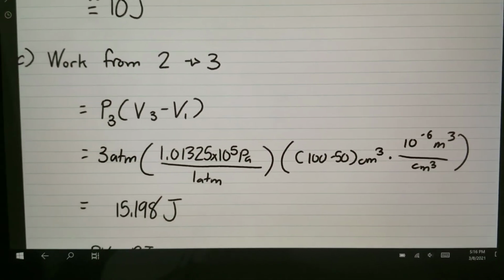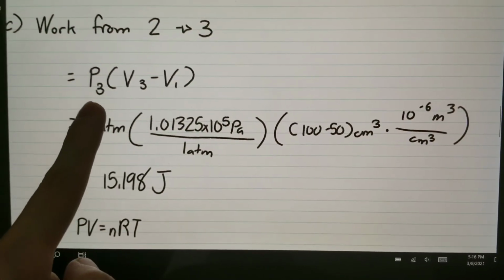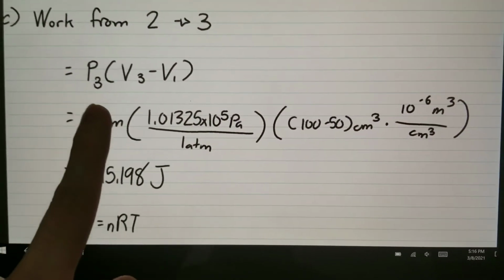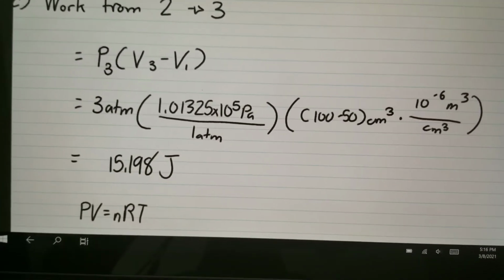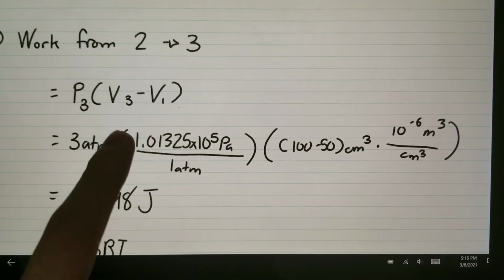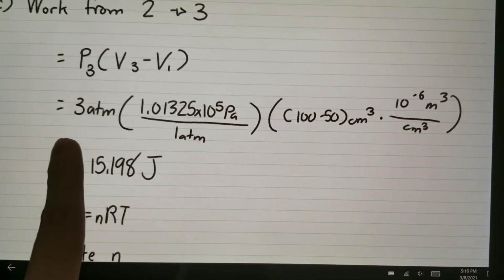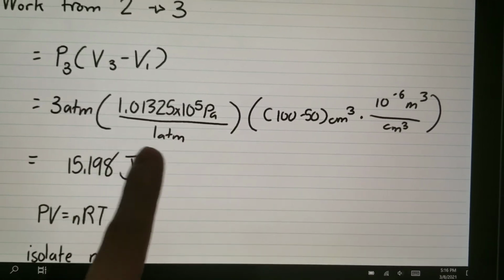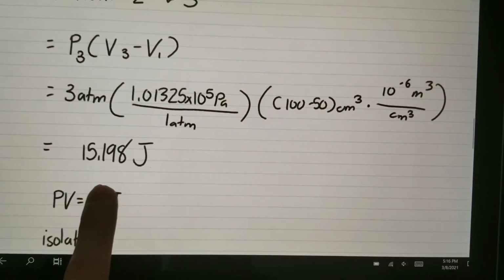First, we have to figure out the work from steps 2 to 3, which is found by doing work is equal to PV, and during that step, pressure was kept constant, so all we have to work with is the change in volume between steps 2 and 3. So, 3 atmospheres times the units that we had before ultimately ends us up with around 15 joules.